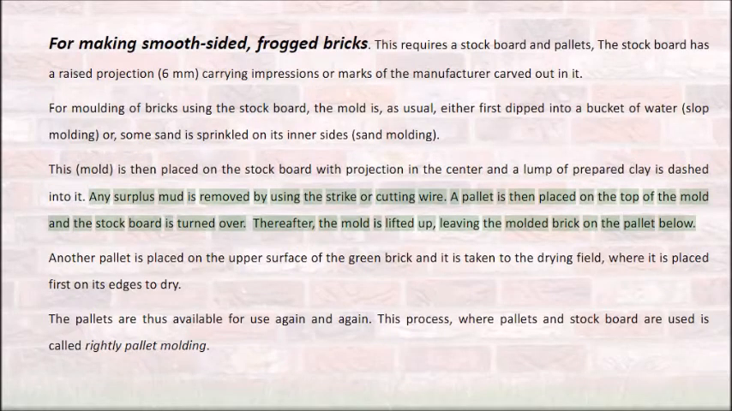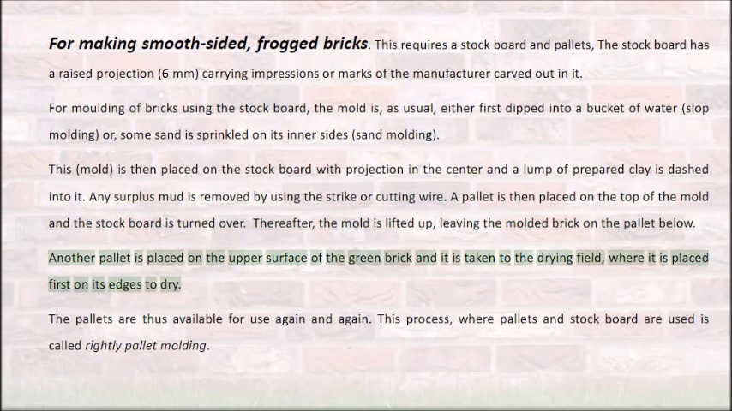Any surplus mud is removed by using the strike or cutting wire. A pallet is then placed on the top of the mould and the stock board is turned over. Thereafter, the mould is lifted up, leaving the moulded brick on the pallet below.